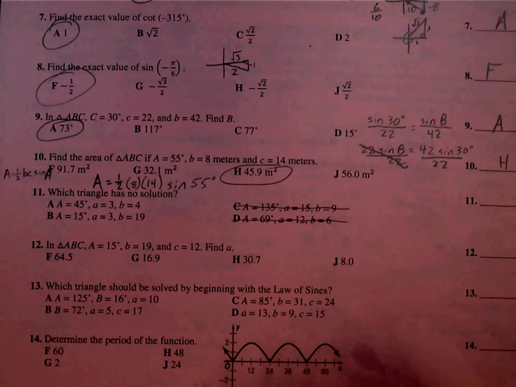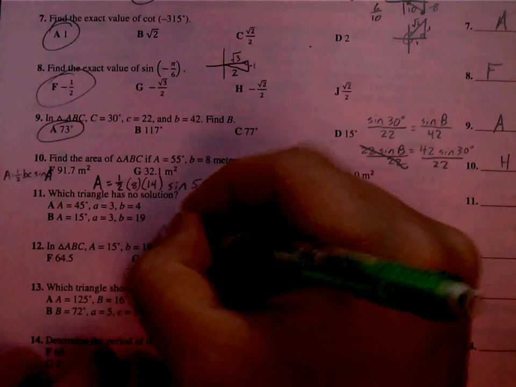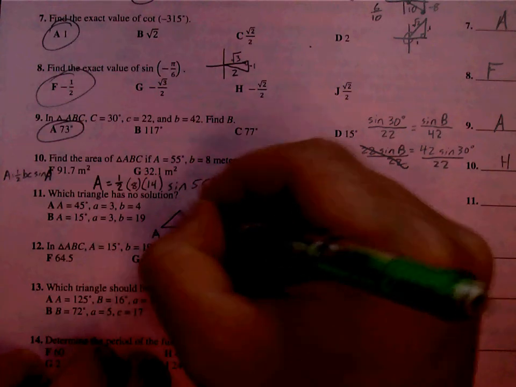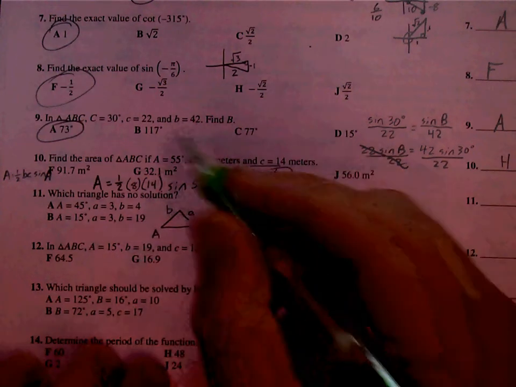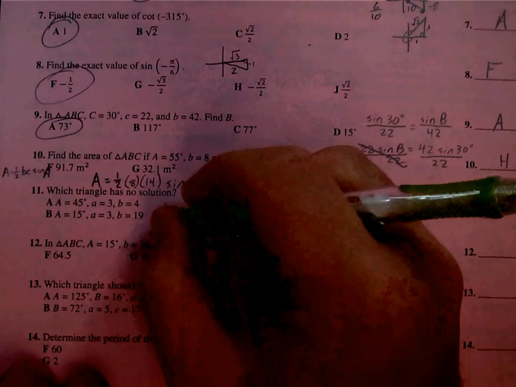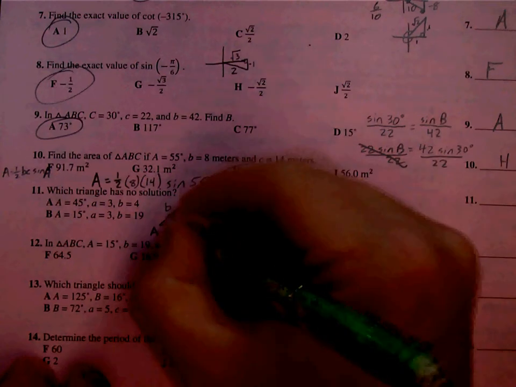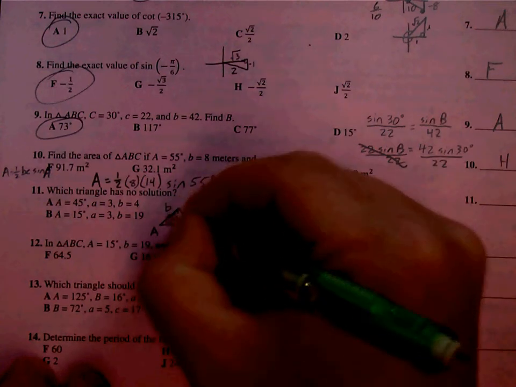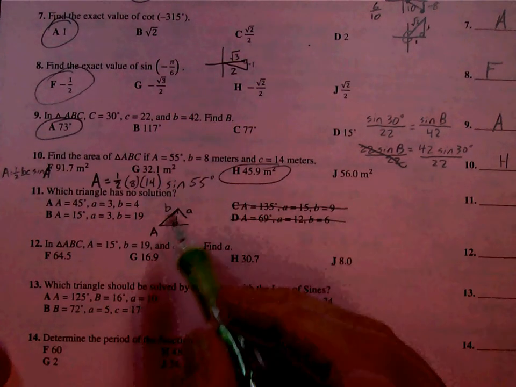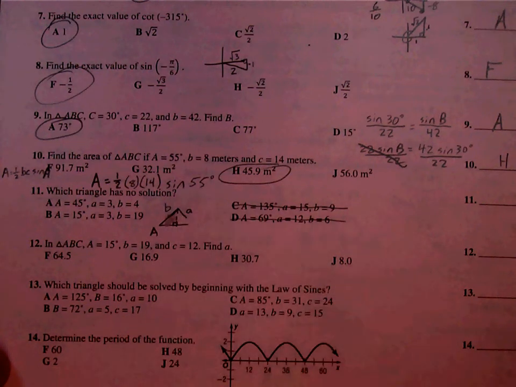So now I'm down to A and B. Which triangle has no solution? So we need to check the altitude. That's going to draw a triangle here. We'll call this angle A. Side A, side B. Okay, so we've got 45 degrees. Well, it depends on the problem. But what we're going to need to do is check the height of this triangle. So to check the height of the triangle, so we can compare A to it, if A is shorter than the height, that's not going to work.